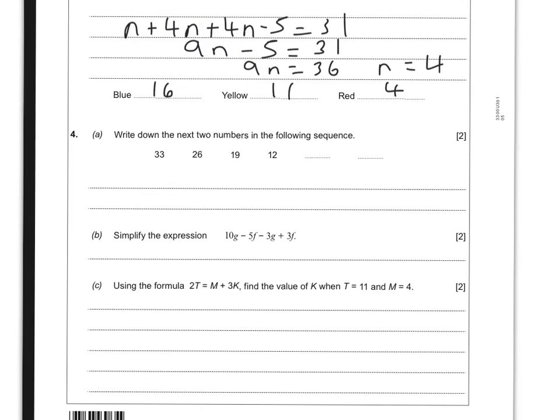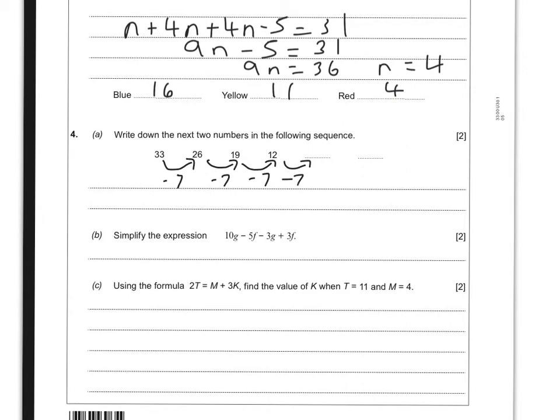Question number 4. Write down the next two numbers in the following sequence. Again, a little bit of exam technique here for you is to identify the difference between the numbers. So the difference between 33 and 26, I'm subtracting 7. The difference between 26 and 19, I am subtracting 7. The difference between 19 and 12, I am subtracting 7.